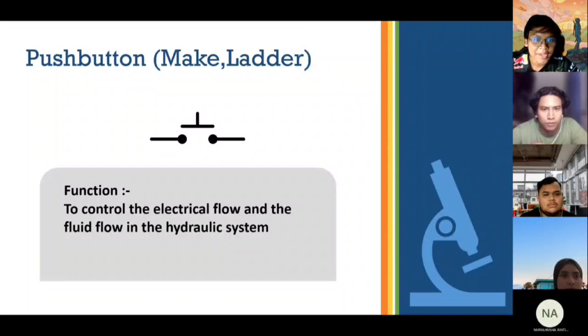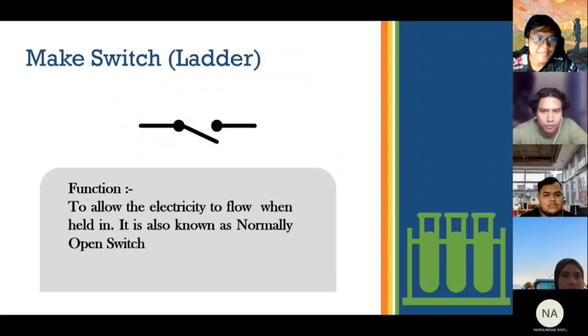Next, push button make ladder. The function is to control the electrical circuit flow and the fluid flow in the hydraulic system. And lastly, make switch ladder. The function is to allow the electricity to flow when held in. It is also known as a normally open switch. That's all from me. Thank you. Next, I will let Syed explain.